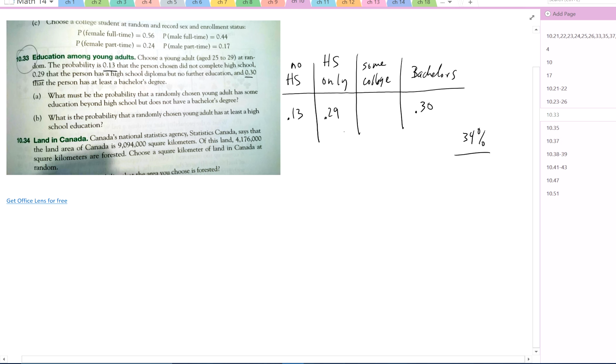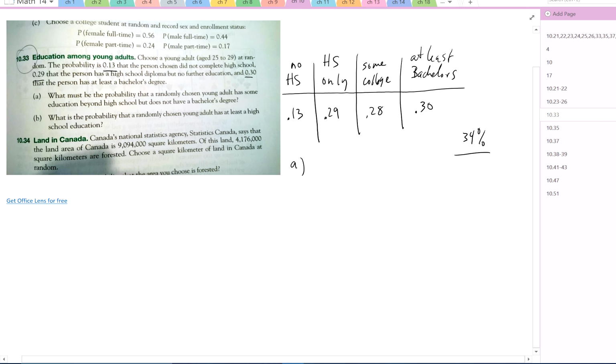So this covers all the possibles. This is at least a bachelor's, right? This covers all possibilities here of education. So they have to add up to 1. Since this is 30 plus 29 is 59, plus 13 is 72, adding up to 100, that would make this 28%.